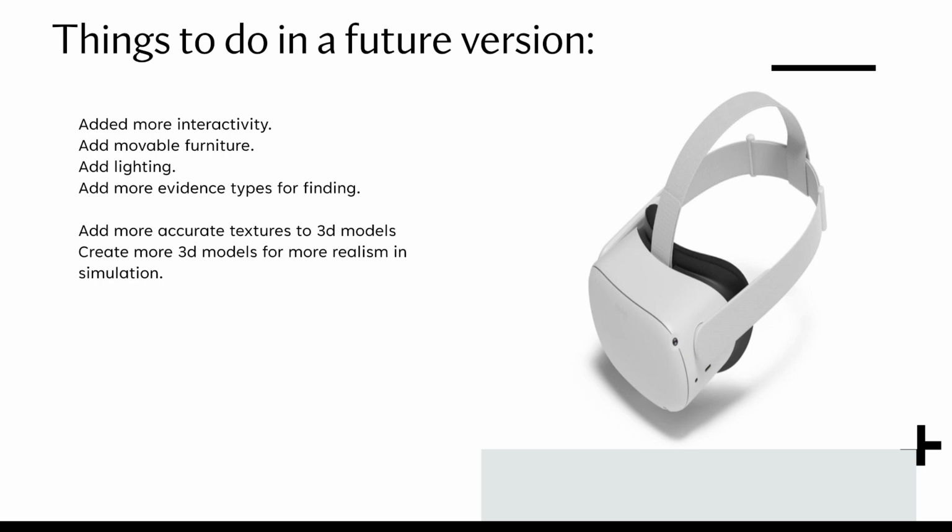I want to also add more types of evidence because currently in the final product there was just digital forensics stuff such as USBs, SSDs, computers. I want to add more evidence. I also want to create more accurate textures because in the Unity engine you can only create textures of a set type, like red texture, blue texture, without any detail to it. So to make it more realistic, more accurate 3D textures and models would be really good for this.